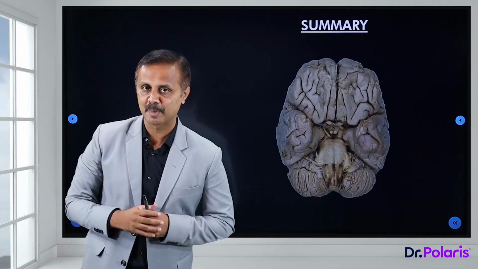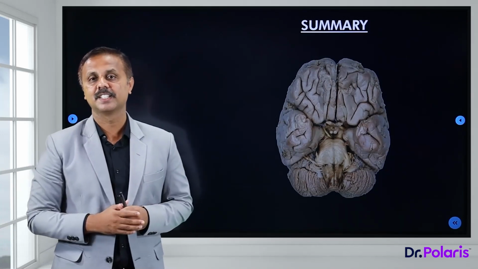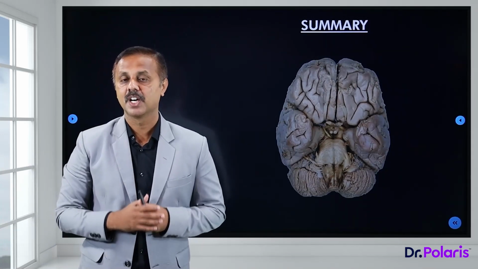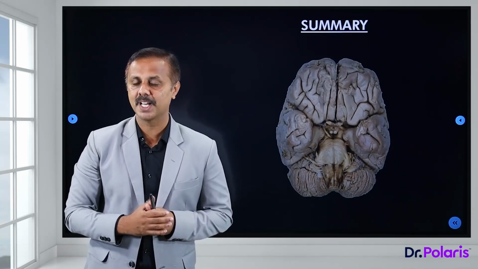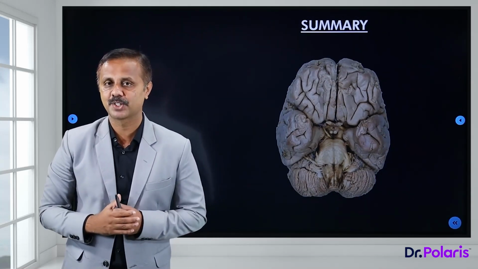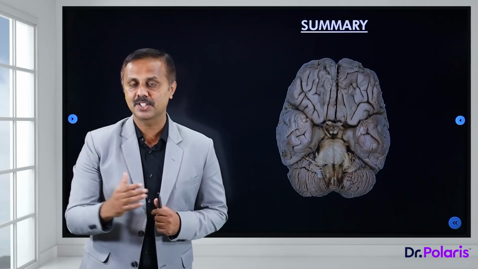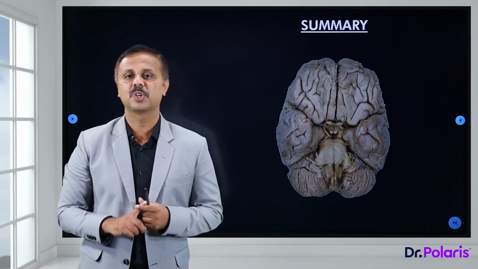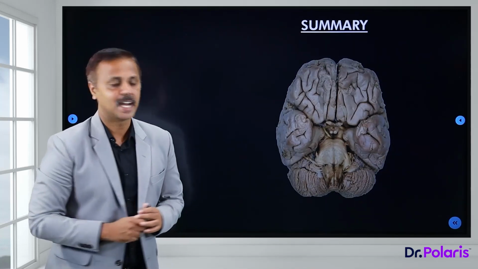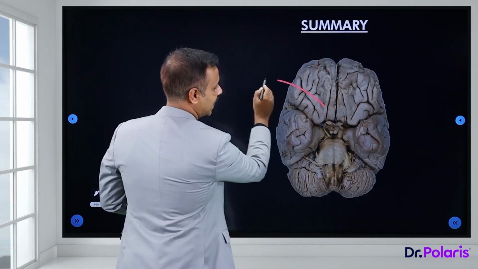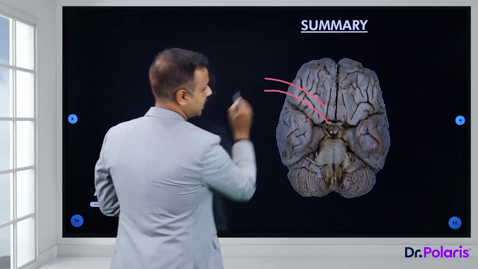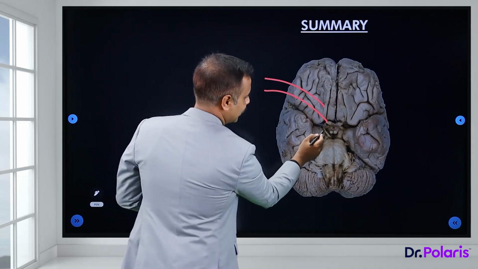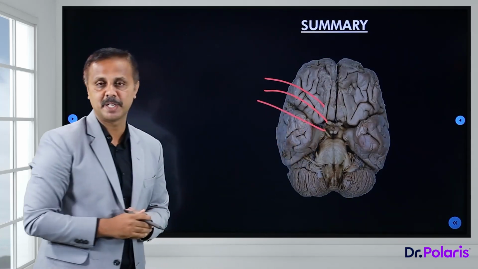Let's try to quickly summarize now. We learned that there are 12 pairs of cranial nerves, out of which the first 2 pairs are attached to the forebrain, and the last 10 pairs are attached to the brainstem. These cranial nerves can be grouped as sensory, motor or mixed. When we see the inferior surface of the brain, as we have seen here, we have the olfactory nerve which is attached to the forebrain. Then we have the optic nerve, right? Then we have the oculomotor nerve which is attached to the midbrain.